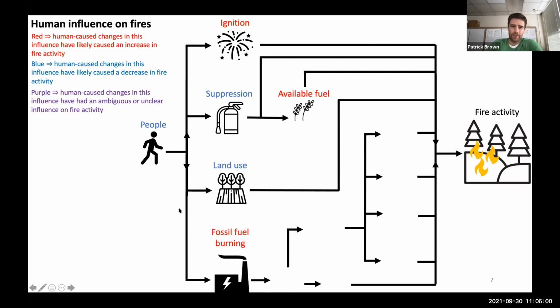And then the one we talk about: humans are burning fossil fuels. So that releases CO2 into the atmosphere. CO2 fertilization is something that people look into, that can cause an increase in biomass, which is fuel for fires. So that can actually increase fire activity, more fuel to burn.